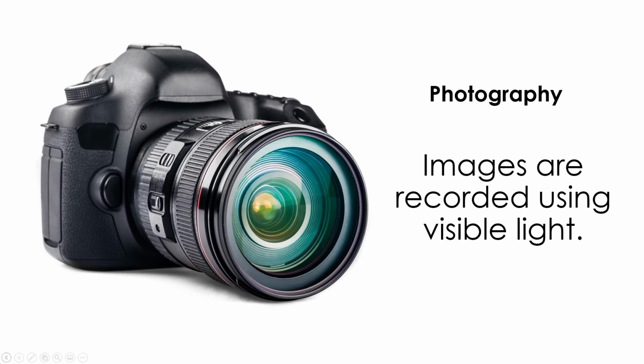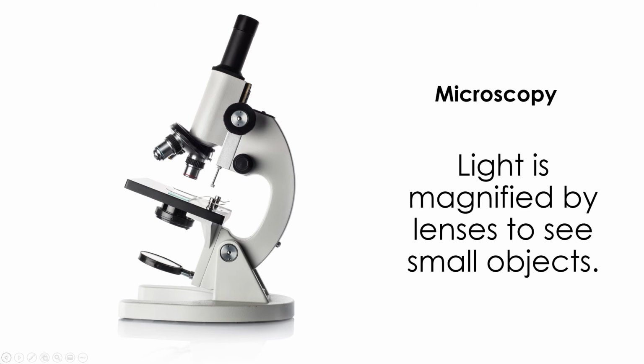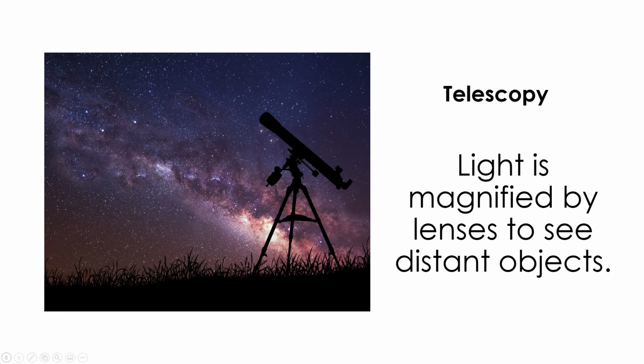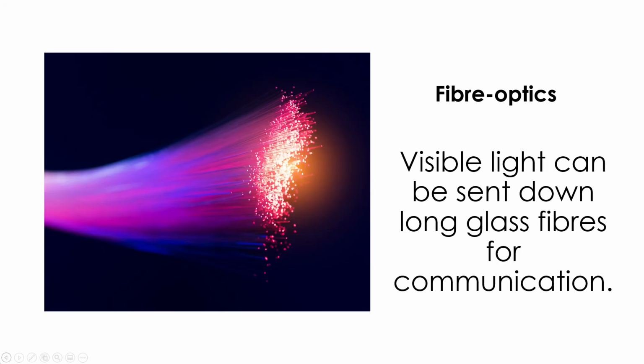Photography. Images can be recorded using visible light. Microscopy, where visible light is magnified by lenses to see small objects. Telescopy, where light is magnified by lenses to see distant objects. And finally, fiber optics. Visible light is also used in fiber optics to send signals along these tiny glass fibers.